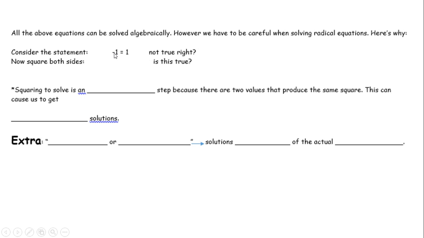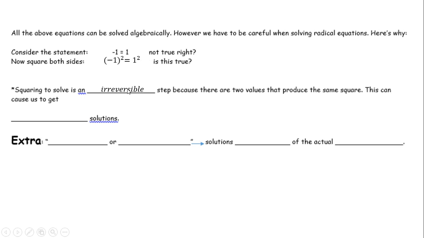So obviously, if you write -1 equals 1, that's not true. However, if you square both sides, so that means (-1) squared and 1 squared, you're going to get 1 equals 1, and that is true. So when you square both sides to solve a problem, you have to be really careful.